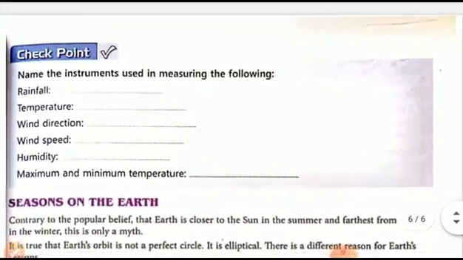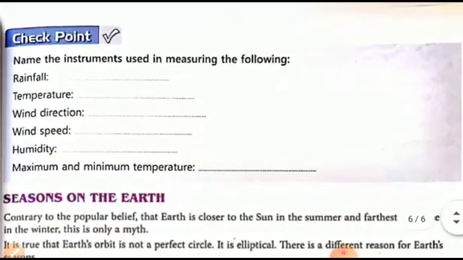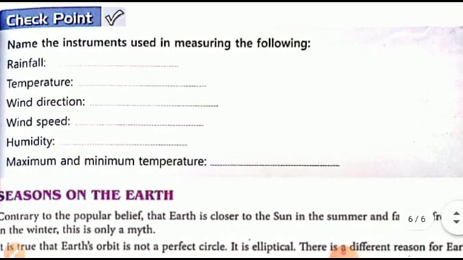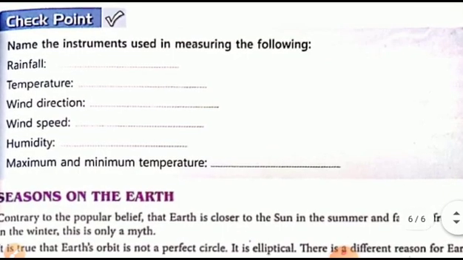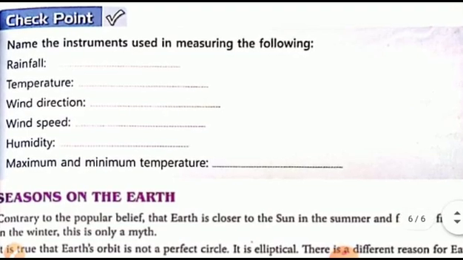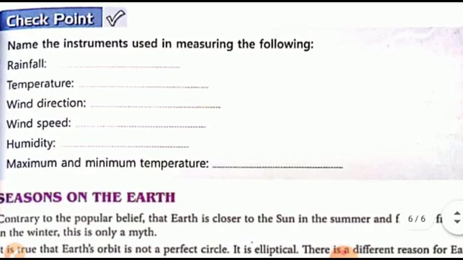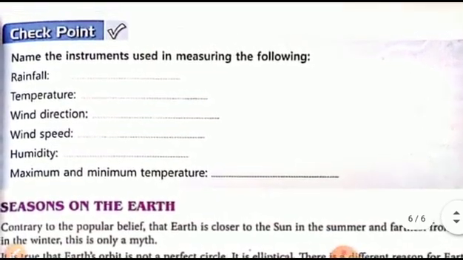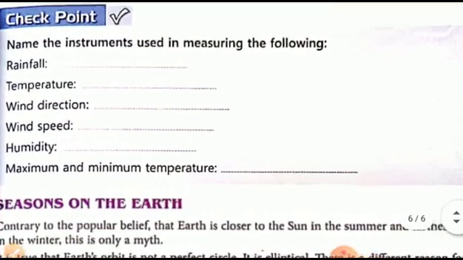Now come to the checkpoint. Name the instrument used in measuring the following: rainfall, rain gauge; temperature, maximum and minimum thermometer; wind direction, weathercock; wind speed, anemometer; humidity, hygrometer; maximum and minimum temperature, maximum and minimum thermometer. So in this way you will write the checkpoint in your book, and that's all for today.